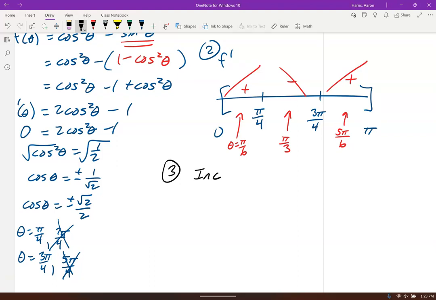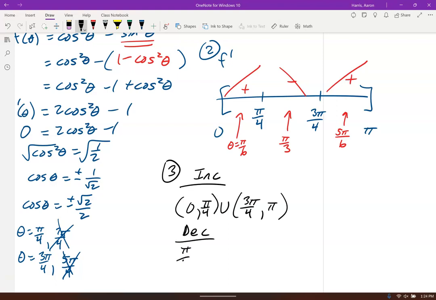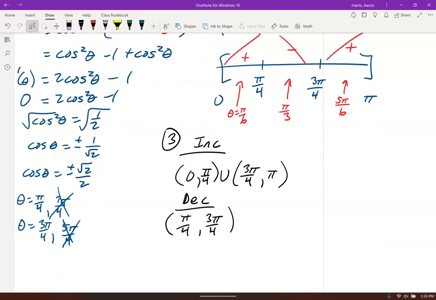So we're increasing from 0 up to pi fourths, and then again from 3 pi fourths on up to pi. Remember, we cut this off. We're decreasing in between pi fourths and 3 pi fourths because the derivative is negative. That means all the slopes of the tangents are negative, which means the function is decreasing, right?